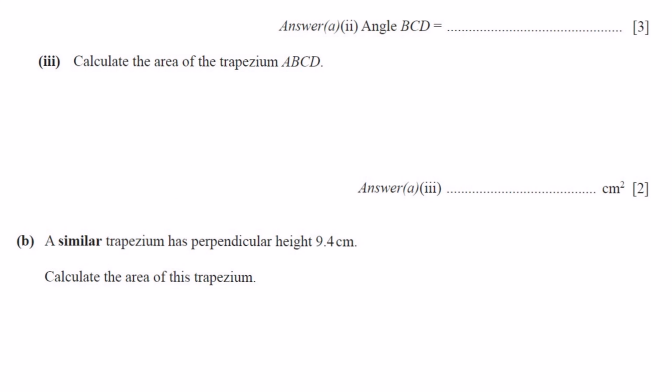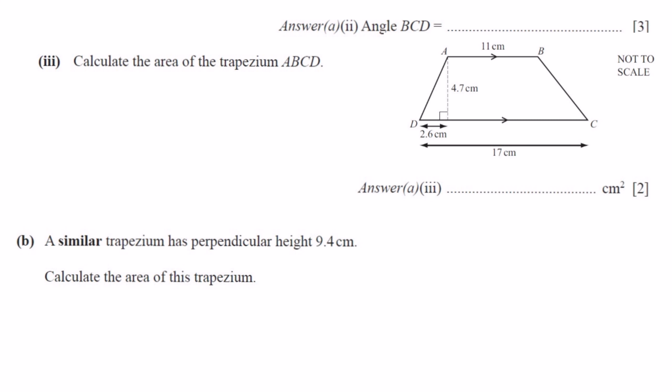The third question says calculate the area of the trapezium ABCD. Okay, let me quickly bring back the diagram. The formula for calculating the area of a trapezium is usually half into the sum of parallel sides. If the first parallel side is A and the second one is B, and the height is this, this will be the formula for the area.